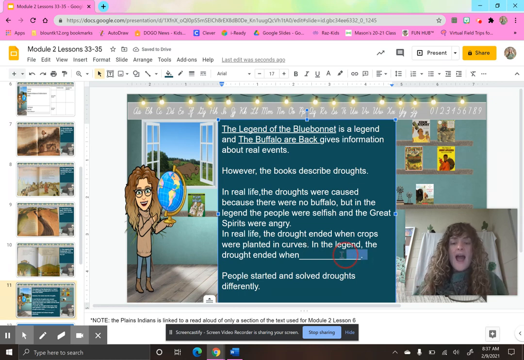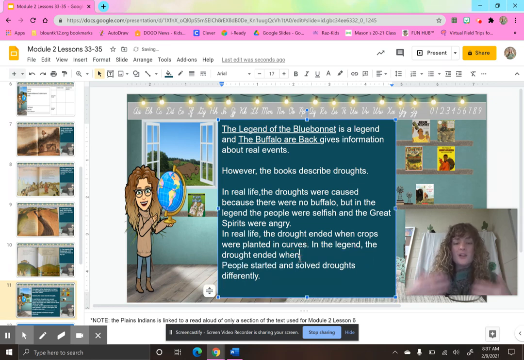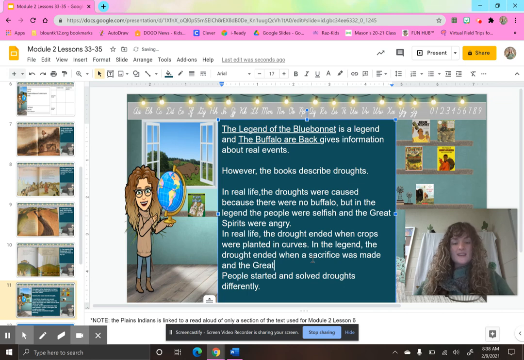Now, how did the plains become healthy in The Legend of the Blue Bonnet? Tell me in the puzzle. In the legend, the droughts ended when a sacrifice was made and the great spirits forgave the people. All right, so let's read our paragraph.